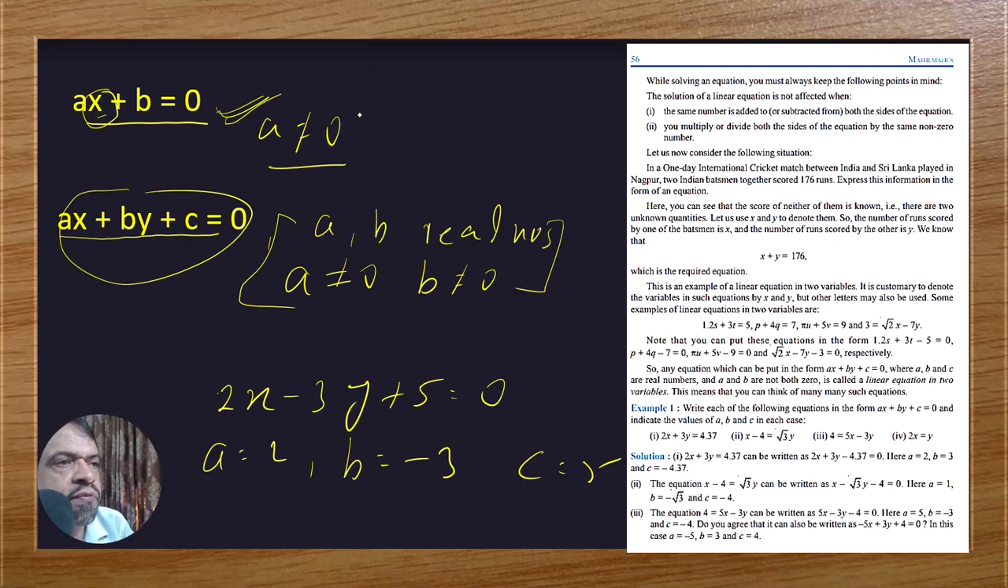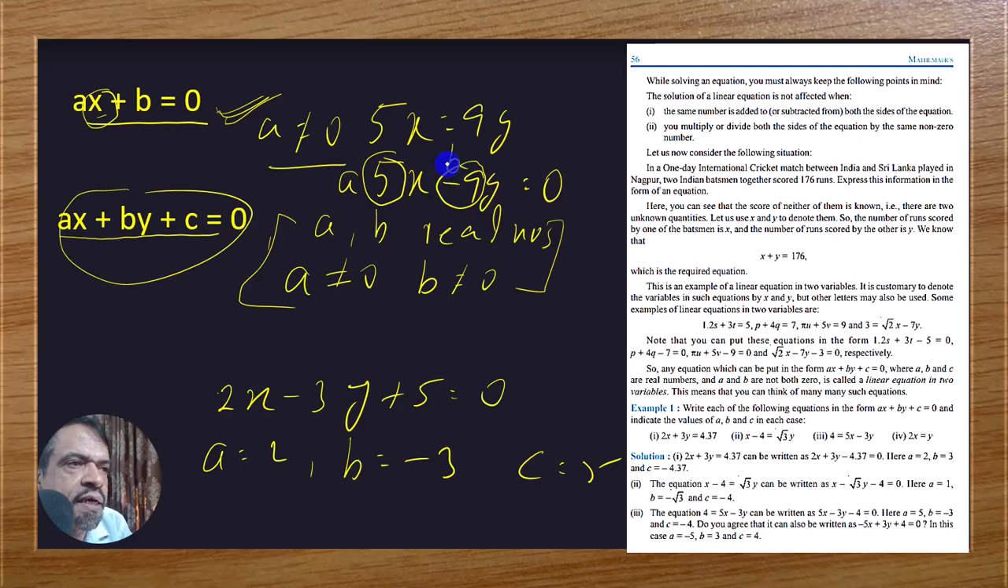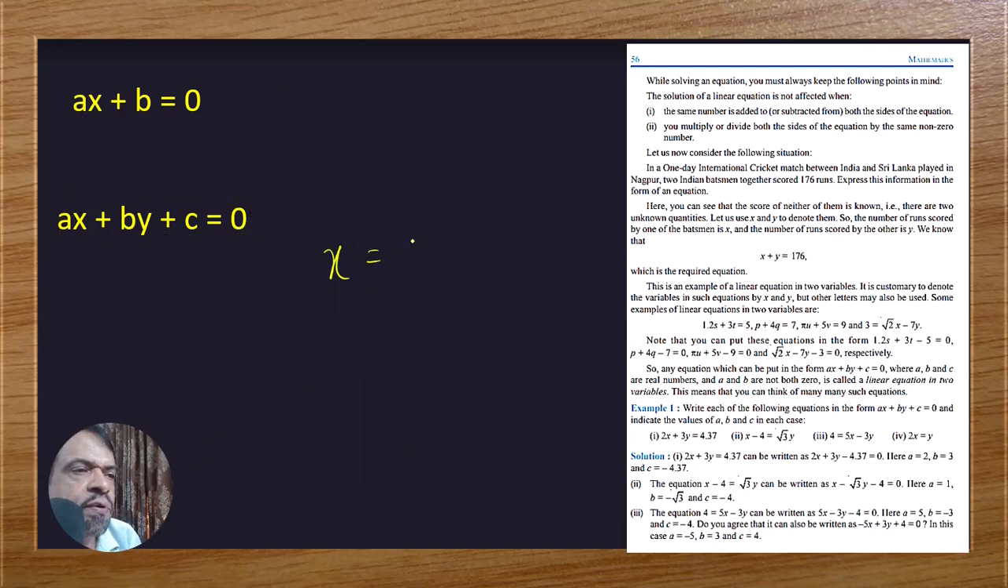But suppose the equation is like this: 5x is equal to 9y. So this is not a standard form. We will arrange this: 5x minus 9y is equal to 0. Now this 5 is A and this minus 9 is B, and C is not there, so C is equal to 0.